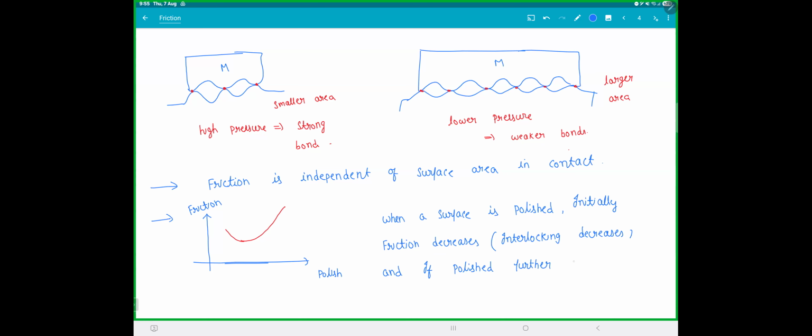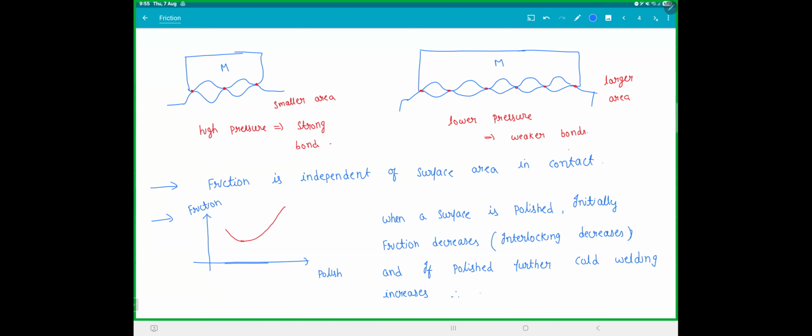If polished further, cold welding increases. In the previous example, we were assuming surfaces of the same type. But if you start polishing, the surfaces are not the same anymore. You're talking about two different surfaces, then you can't compare. If polished further, cold welding increases and therefore friction increases.